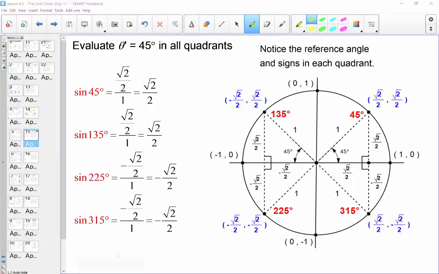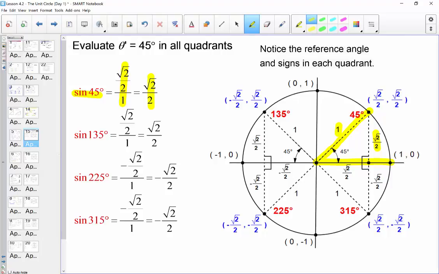We can now use everything we've learned in order to evaluate angles in all four quadrants of the unit circle. Let's start in quadrant 1 with 45 degrees, and we'll focus on sine on this slide. So 45 degrees is formed here in quadrant 1. The sine of 45 degrees is equal to the opposite over the hypotenuse, or square root of 2 over 2 over 1, which is simply square root of 2 over 2.